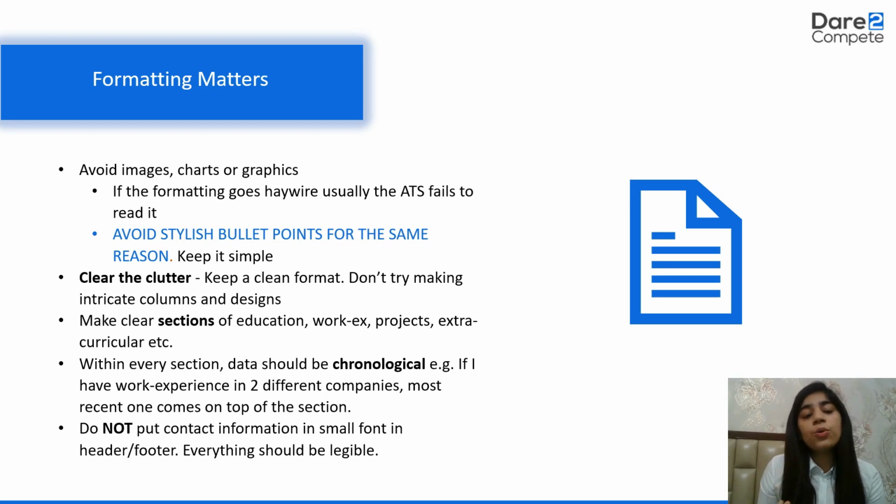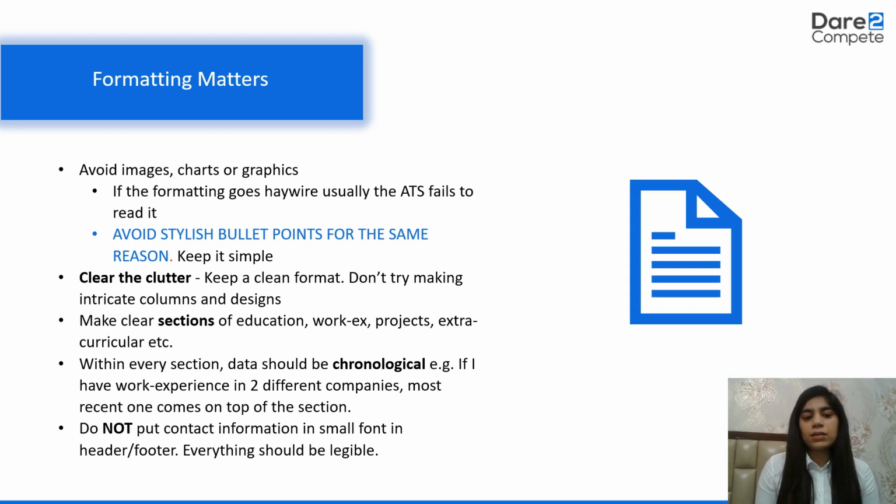Second, these also occupy a lot of space in your CV. So if you have, say, an image of yourself or any chart or any graphic, this would mean less text, and this is something you don't want. So make sure that you're not using any of it. And third point is avoid stylish bullet points for the same reason. Keep it very simple. Normal circular bullet points are something you should use so as to make it very readable for somebody who's going through your CV.